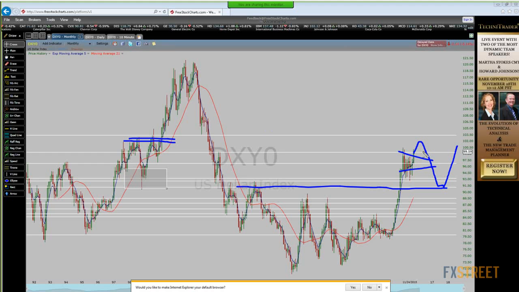So this on the euro would translate to sort of something like this on the euro, wouldn't it? Hello 104. Back to like 110, 111, right back to the bottom again. This here would effectively be this move here on the dollar index.